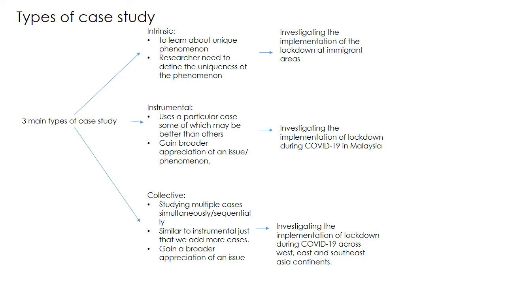So there are three main types of case studies. First we call intrinsic, second is instrumental, and third is collective. Intrinsic is when a researcher wants to study a phenomenon that is totally unique, and the researcher needs to define the uniqueness of the case that they are studying. I'm giving an example of investigating the implementation of lockdown in immigrant areas. If you've been following the news, there was a statement by Al Jazeera media saying that the Malaysian government was biased towards the immigrants when they were under the lockdown. So this is a very unique case.